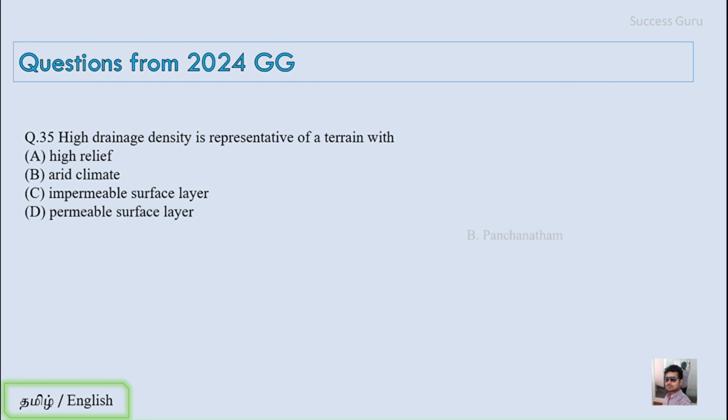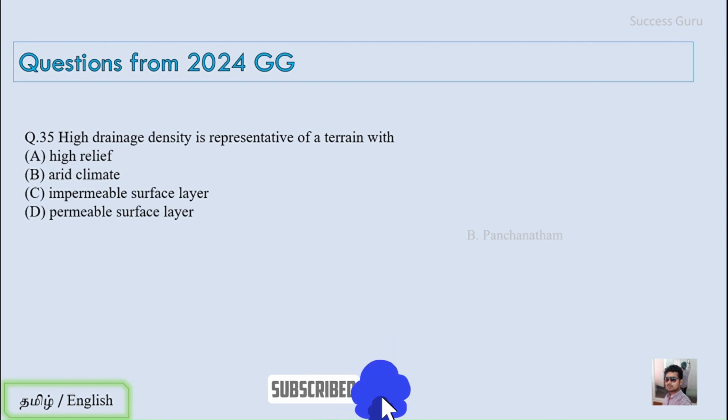Here is the question from JAM 2024, and the question is that the high drainage density is representative of a terrain with dash. Okay, so as you know, the drainage density is defined by many factors. Here the question is about the high drainage density. Let me clear what it is.